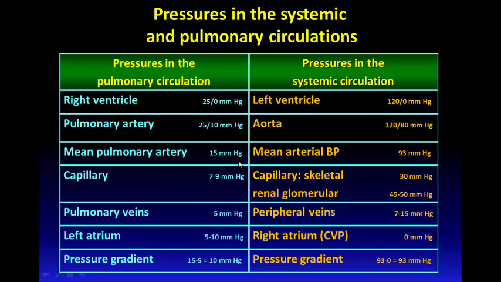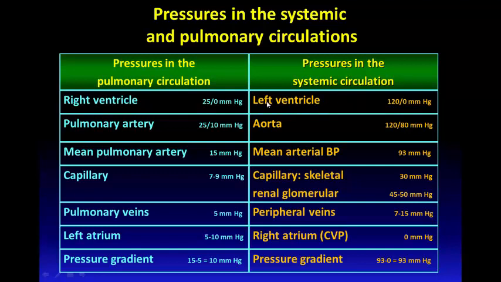This table summarizes and compares and contrasts the pressures in the systemic and pulmonary circulations. The pressure in the right ventricle is approximately 25 by 0. Again, we describe the pressures by describing the systolic blood pressure by the diastolic blood pressure. It is 25 during systole and approximately 0 or 2 to 3 millimeters during diastole.